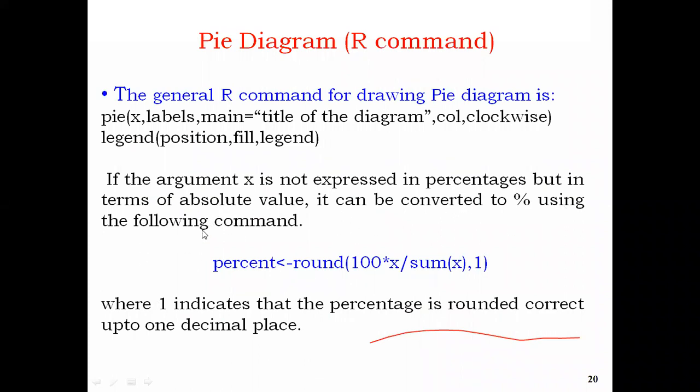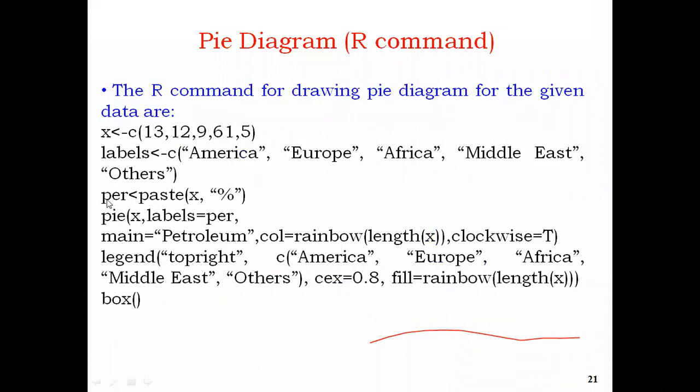Okay, so we can convert those values to percentages. How can we convert these values to percentages? Just write here. You see, in this command we are writing only par, then paste, only just paste. The values of this x in percentage are already given, so that's why only the percentage symbol is given.